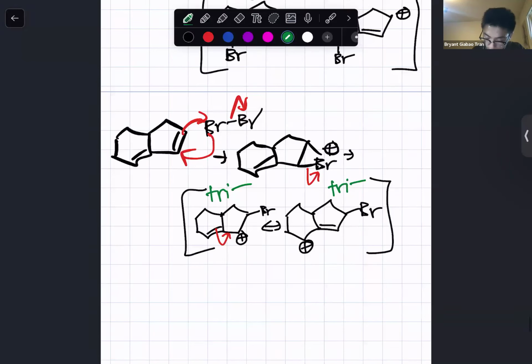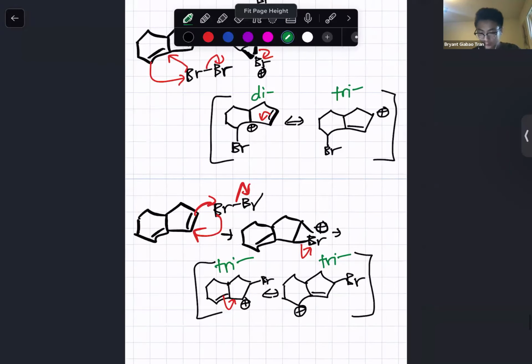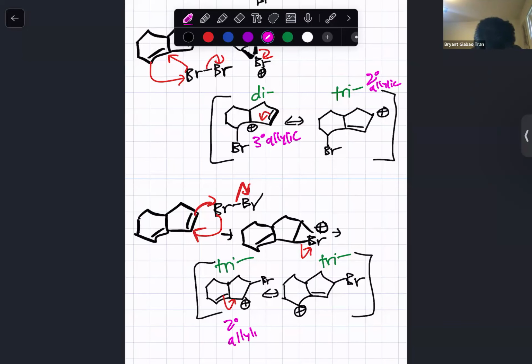Okay. Once we have figured out the substitution of the double bonds, let's now classify the carbocations. This is a tertiary allylic carbocation. This is a secondary allylic carbocation. And this is a secondary allylic. This is a secondary allylic carbocation, right?